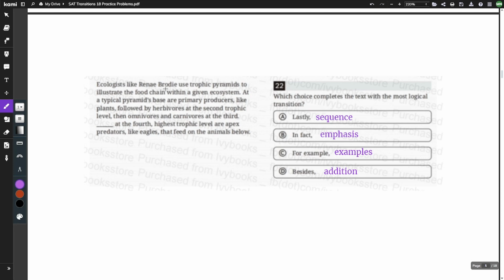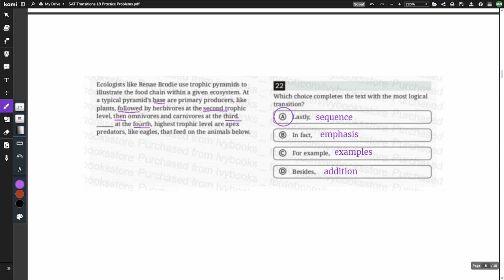Ecologists use trophic pyramids to illustrate the food chain within an ecosystem. At a pyramid's base are primary producers, followed by herbivores, then omnivores and carnivores. At the fourth highest trophic level are apex predators. I think this one's pretty obvious. We have a base, so that's the first one. Then we are followed by the second, then the third, and finally we have the fourth. I mean, it's just a sequence, so our answer is just going to be lastly.